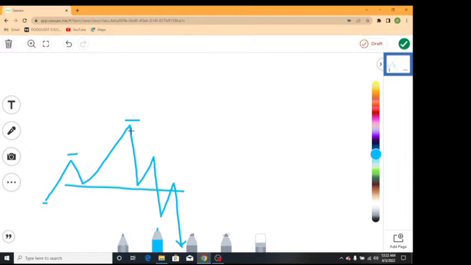But then this pattern is validated when the next high, which is the right shoulder, fails to go above the head. So this is the left shoulder. This is the head. And then this is the right shoulder.